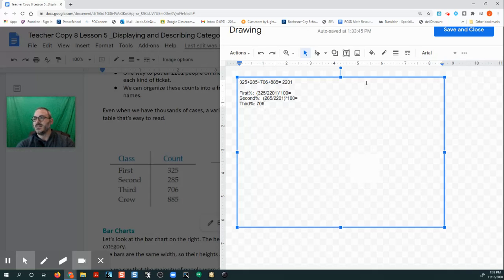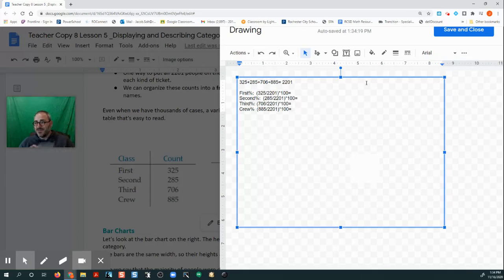So 706 divided by 2,201 times 100 equals, and then crew percentage. All right, we got 885 crew members divided by a total of 2,201 total people. Again, math hygiene tells me I want to put some parentheses in here. You don't need them in this case, but I like to teach it this way so that when we do have more complicated stuff, you're not confused, okay? All right, I think I'm done. I think I got everything. I'm just checking my numbers over.